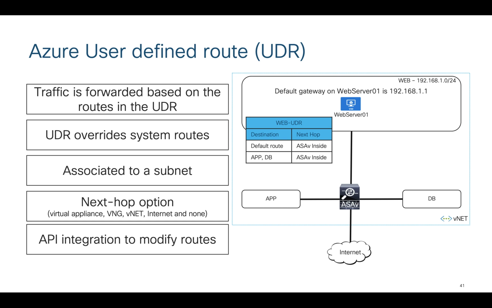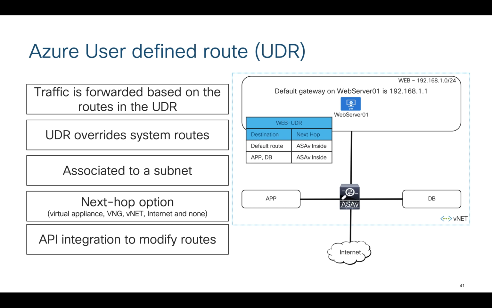Now in the next hop you can define a virtual appliance. In this case we can use ASA or a next generation firewall as our next hop. I can also have a virtual network gateway as my next hop if I'm using a native VPN solution and I want to route traffic through that virtual gateway. If I want my network traffic to stay local, I can use VNet as my next hop. If I want to send traffic to the internet directly, I can use internet as my next hop. If I want to black hole traffic, I will use none.